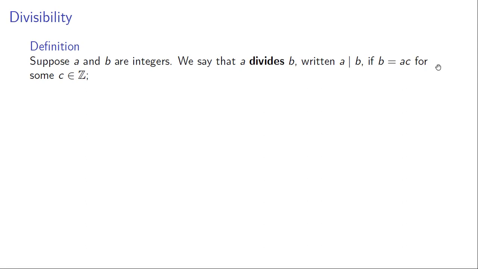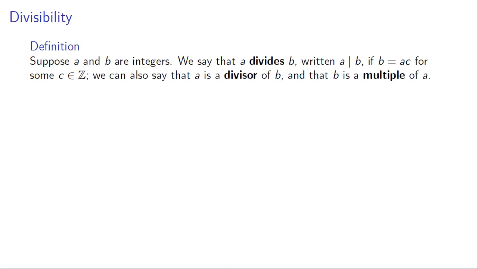Okay, very important. This is not divided by. This does not mean a divided by b. It's not an operation. It's a statement saying that a divides b, that a has the ability to divide b. And the way we know that a divides b is if b is equal to a times c, where c is some integer. In this case, we also say that a is a divisor of b, or we can say that b is a multiple of a. So those are all equivalent ideas.